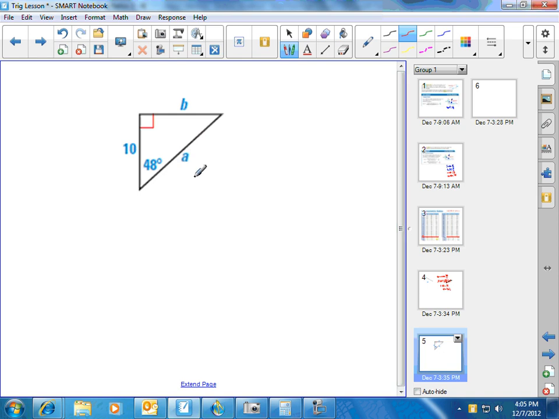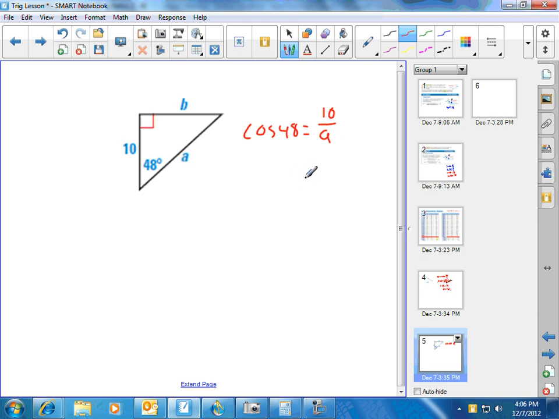For this one, let's say I'm solving for A. I've got this 48-degree angle. I could use this angle here too, but I'm solving for A. From this 48-degree angle, I want the hypotenuse. I have a leg here, so with this angle, I've got the adjacent leg, and I need the hypotenuse. So that's cosine. Cosine is adjacent over hypotenuse.